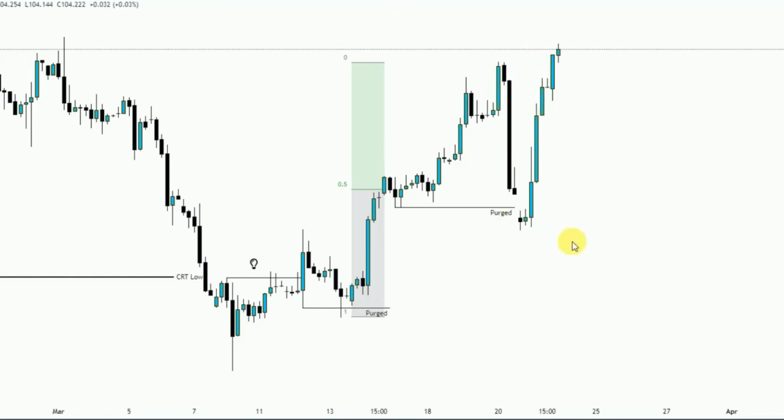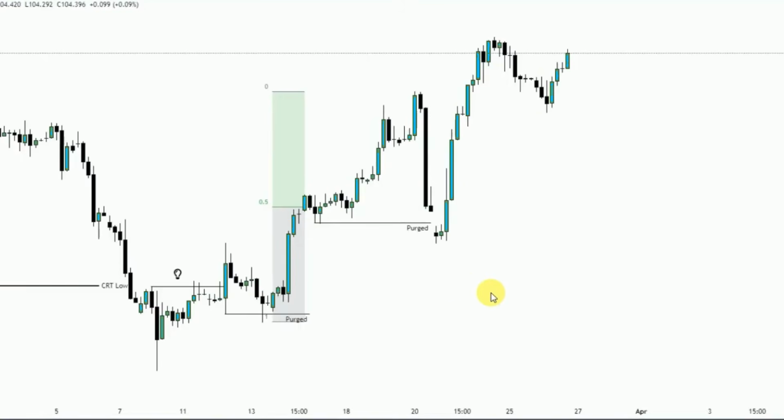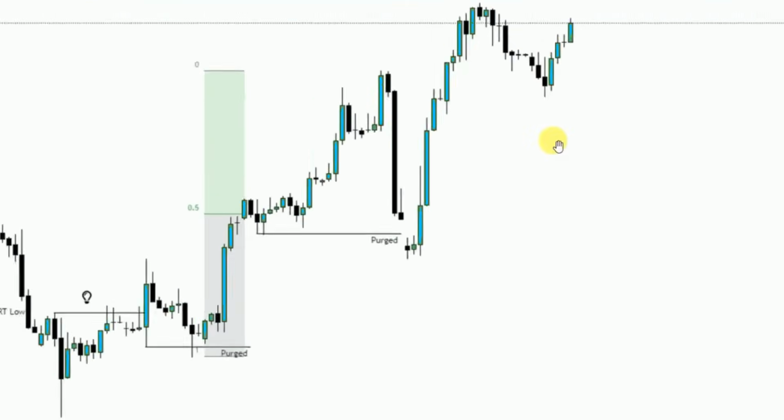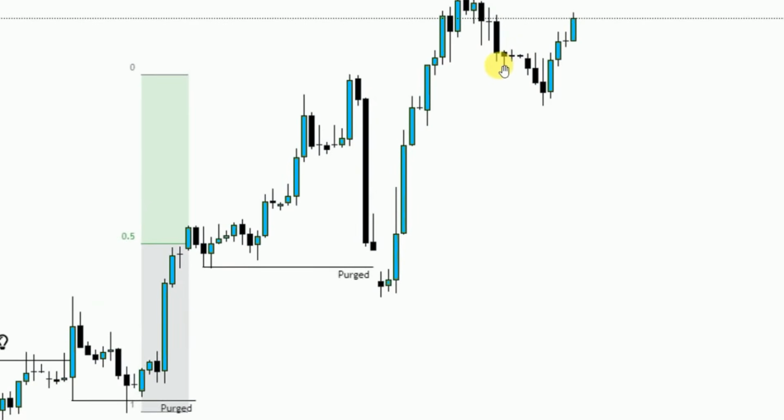At this point, we execute the trade using the unicorn model. The stop loss is placed below this low. The target is buy-side liquidity, which is the most recent high. You can clearly see how the market reached our take profit within the same CRT cycle.